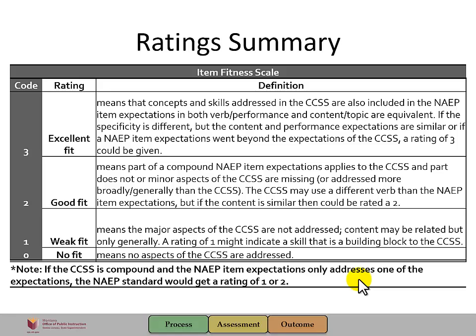In alignment, we need to understand fitness. There will be many instances where an item is only partially addressing the standards, or when it is above the expectations of the standards. For these purposes, the scale 0 to 3 will be used. A 3 indicates an excellent fit. A 2 indicates a good fit. A 1 indicates a weak fit, and a 0 would indicate there is no fitness.